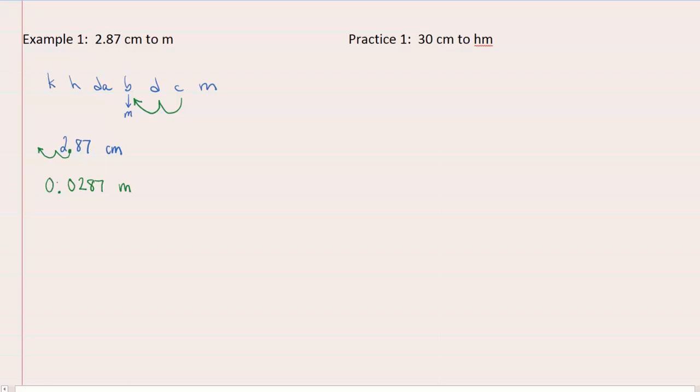Therefore, you can see how the conversions in the metric system can be very simple. All you need to know is how many different units you have moved, and move the decimal the same number of units in the same direction. Try practice problem 1 on your own, remembering to press the pause button.